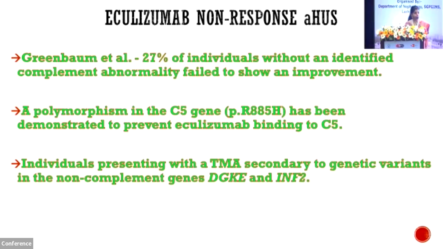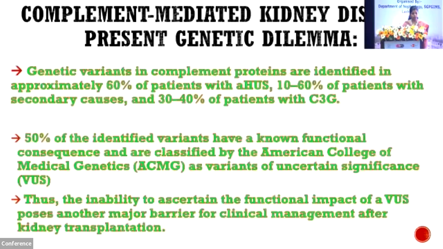They've also shown that a polymorphism in the C5 gene has been demonstrated to hinder the binding of eculizumab, and those who don't respond to eculizumab have been advised to undergo genetic screening for this polymorphism. Also, individuals with non-complement related genes can have non-response. Hence, there are various genetic dilemmas too, in addition to the clinical dilemmas.